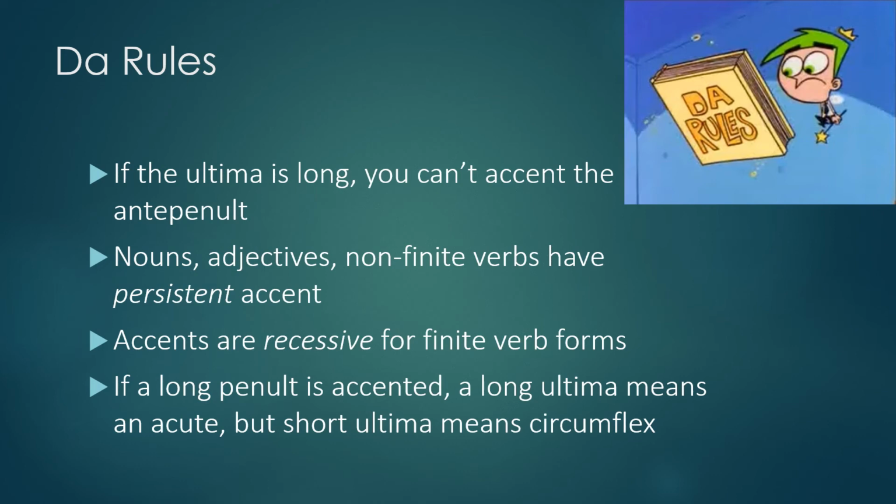If a long penult is accented, a long ultima means it has to be an acute, but a short ultima means this accented long penult has to be a circumflex. Just to say that again, if your penult gets the accent, the fact that the ultima is long means your penult is an acute, so you have a paroxytone. But if your ultima is short and you want to put the accent on the penult, well, your word is a properispomenon.